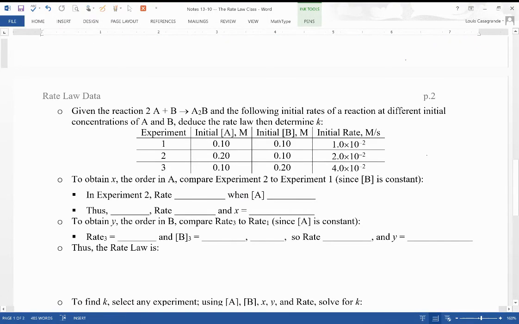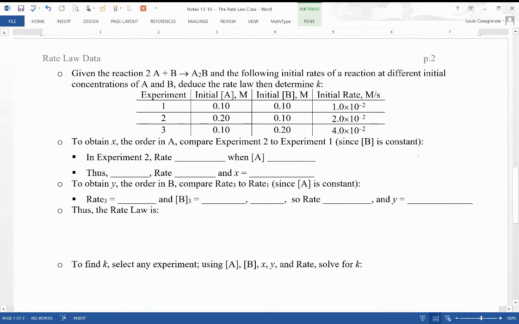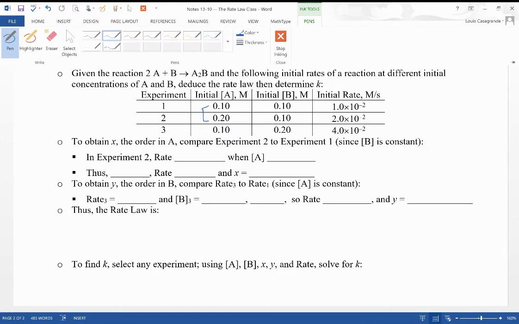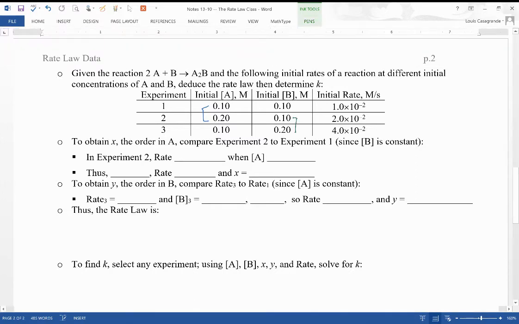So turn the page, and let's do an example where we've got two reactants, A and B, and we're going to make the A2B molecule out of them. And we've done a set of experiments, and in these experiments, we started off with initial concentrations of A and B as 0.1 molar each, and we got a rate of 1 times 10 to the minus 2 molar per second. And then in reaction number 2, we doubled the concentration of A while keeping the concentration of B the same. And then in reaction number 3, we doubled the concentration of B. Let me go back to the first one, while keeping the concentration of A back to 0.1 molar.